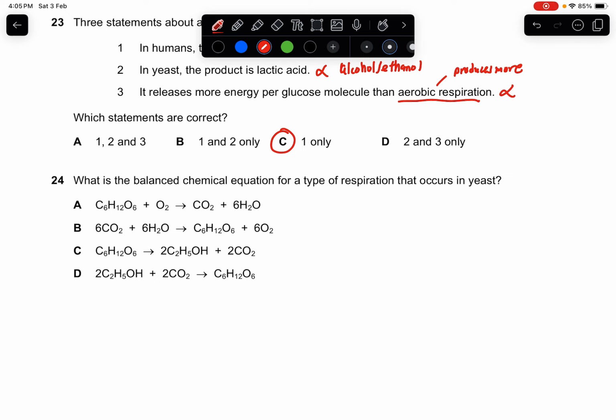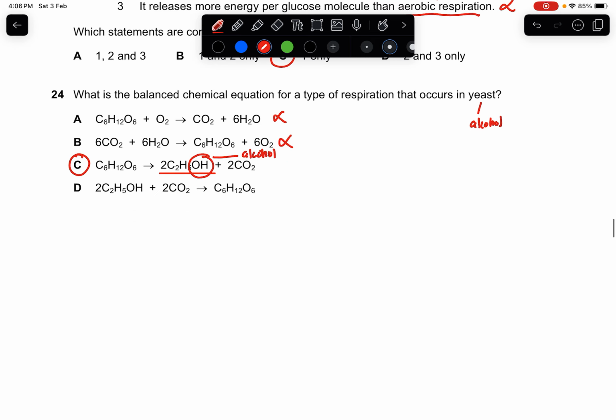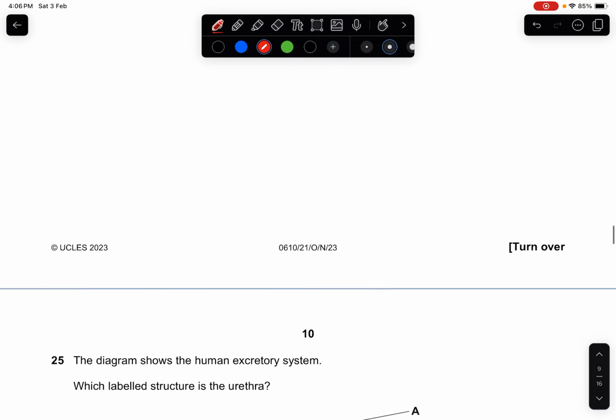Question 24. What is the balanced chemical equation for a type of respiration that occurs in yeast? Yeast will produce alcohol. So let's check which is the correct alcohol formula. So this one is out, this is out. We see the answer. Whenever you see OH, this shows this is alcohol. So the answer is C. For this one, it's not correct because it's the other way around. The product is supposed to be alcohol.